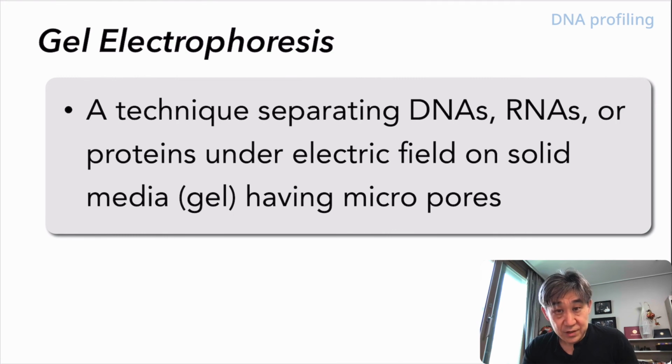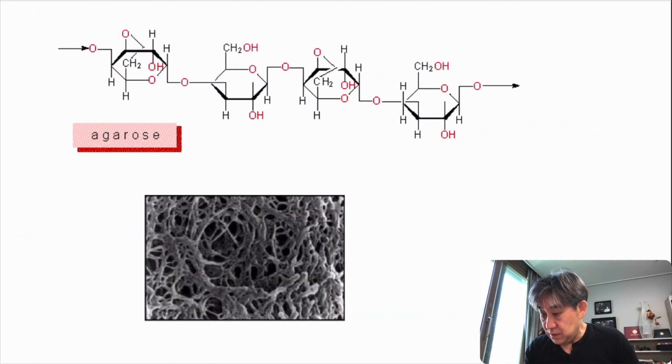This is a technique with which DNA and RNAs, or even proteins, can be separated. Although the materials used in protein separation are slightly different from those used for DNA and RNA separation, it is basically the same principle of separating them by their different sizes in an electrical field. So for nucleic acid gel electrophoresis, the gel-generating material is called agarose.